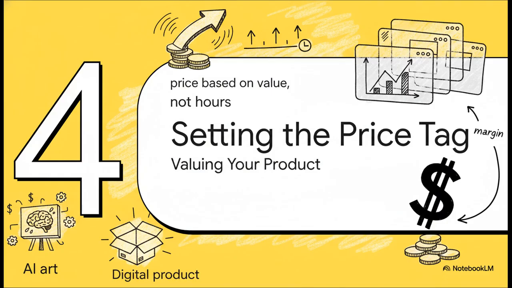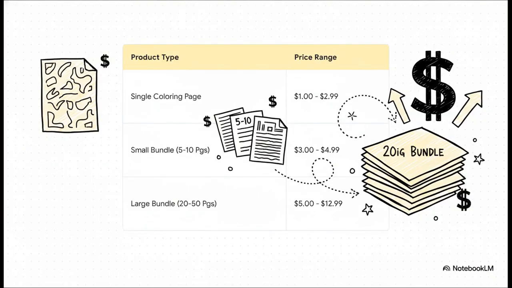All right, we've got the product, we've got the packaging. Now for maybe the most important number on the whole page, the price. And the key here, the big mindset shift, is to price based on the value you're providing, not the hours you put in. With digital products, it is all about the margin. Now, to take all the guesswork out of this for you, here is a super handy cheat sheet. This is based on what's actually working on the market right now. A single page might just go for $1 or $2, but look what happens when you bundle them. The perceived value just shoots way up.